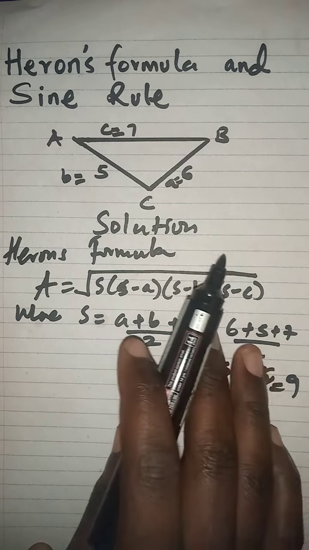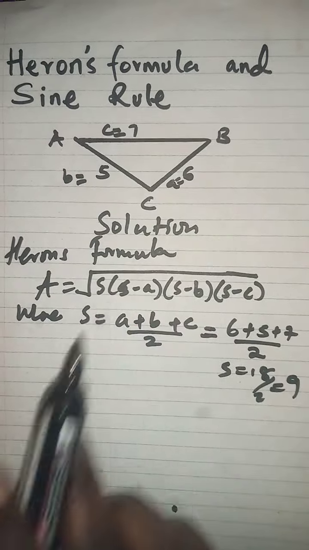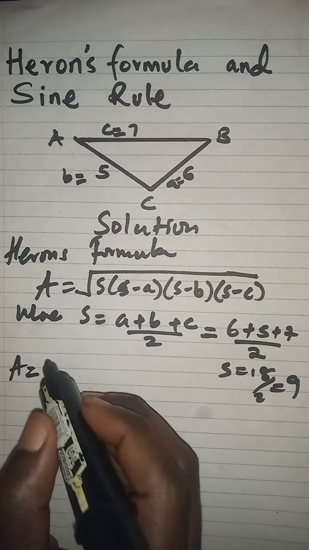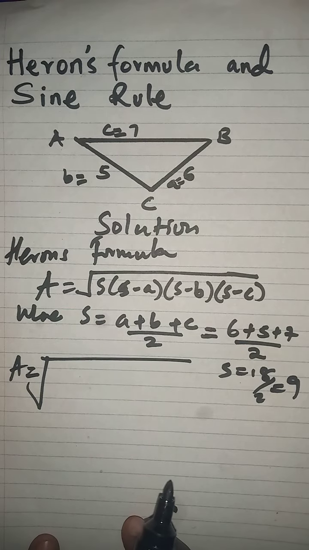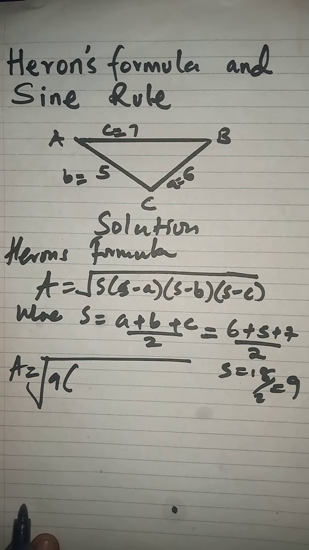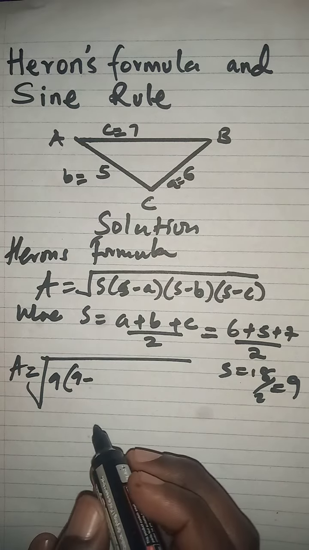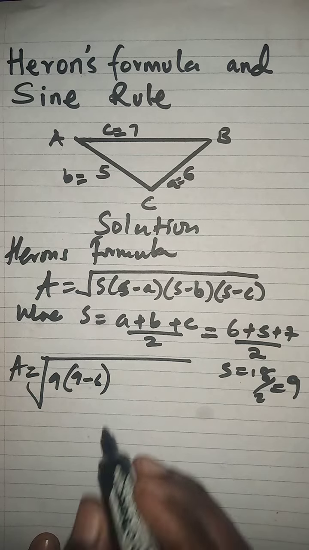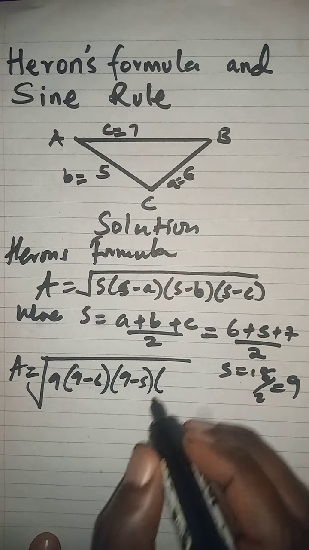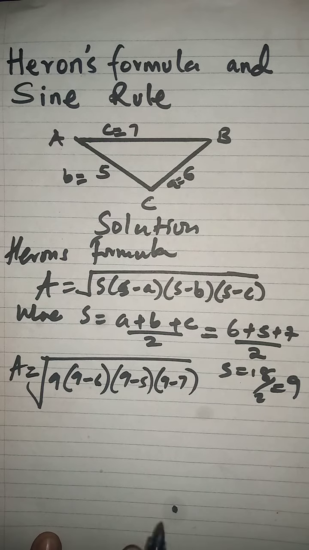That means I'm going to replace all the numbers in this formula, so that the area now becomes the square root of s, since s is 9, multiplied by 9 minus the value of a, which is 6, multiplied by 9 minus the value of b, again multiplied by 9 minus the value of c, which is 7.